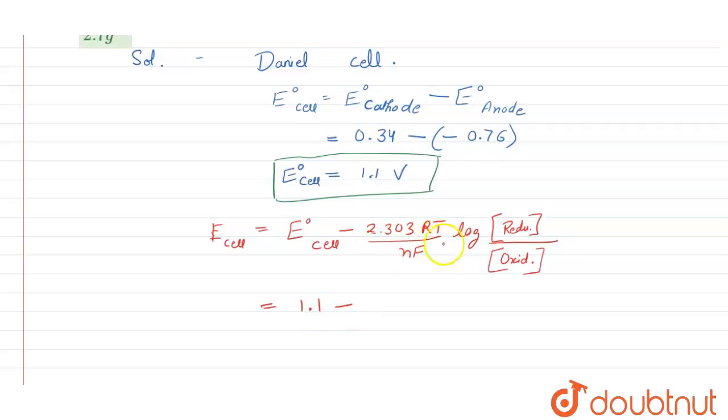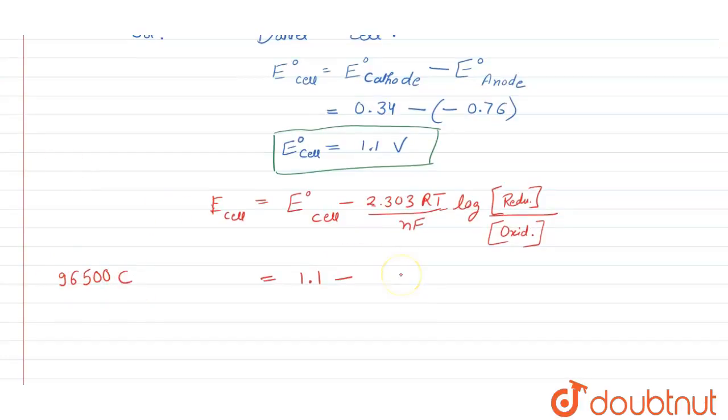R is the gas constant here, T is the temperature, and F you know is Faraday's constant, which has the value 96500 coulomb. As in the question, the value of 2.303 RT by F is given to be 0.06, and the n value here we can calculate to be 2.